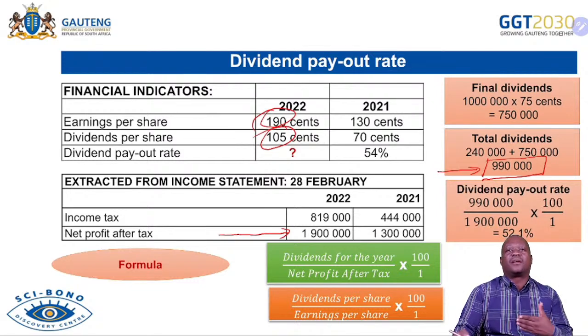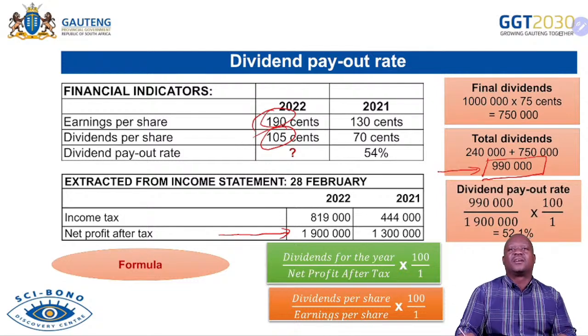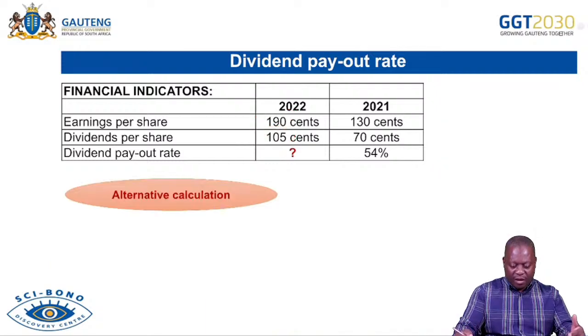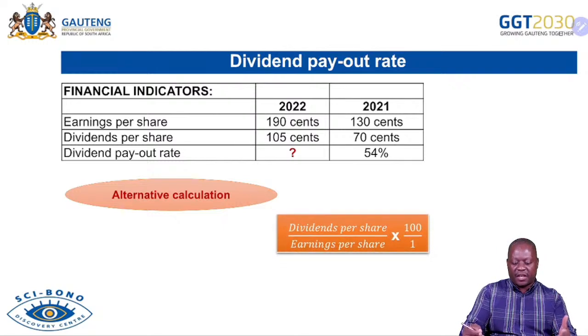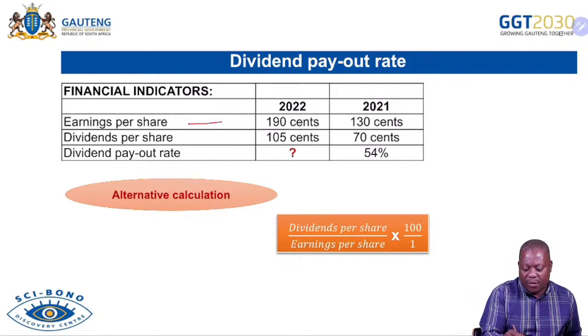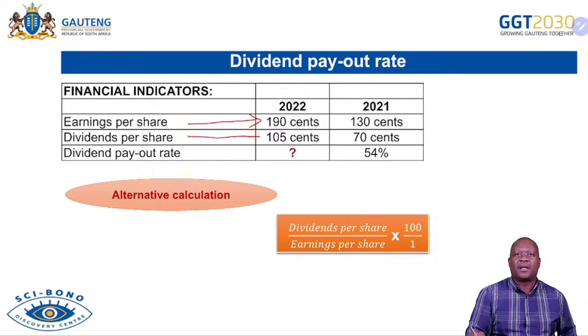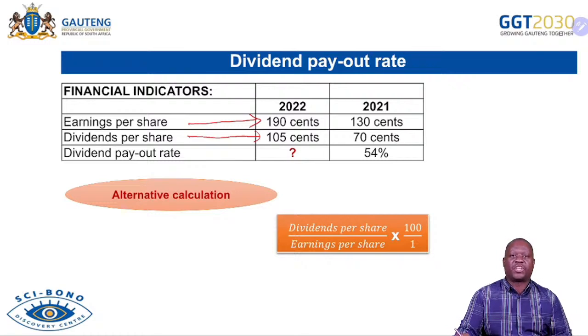Now, let's check. Let's use the other method because we never know. The examiners might give us only information that allows us to use one. But today we are lucky because we have got all the information at our disposal. Now, this is the alternative calculation, dividends per share divided by earnings per share. Our earnings per share, we have identified it. Our dividends per share, remember, we now have it. These are figures that we calculated in our previous calculations.